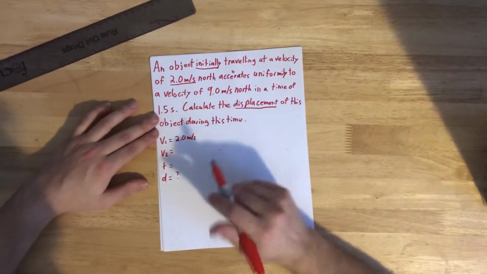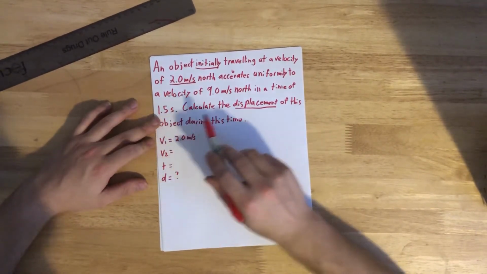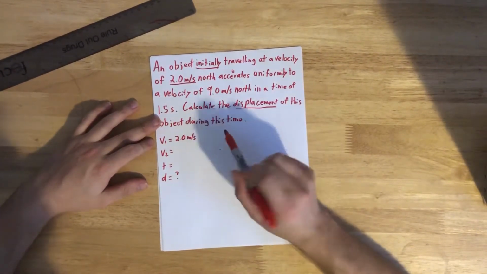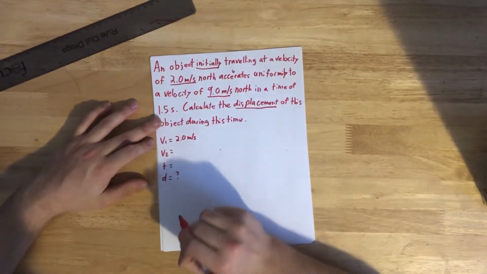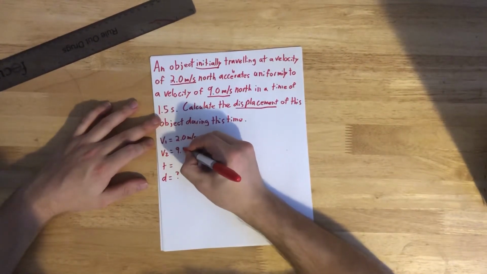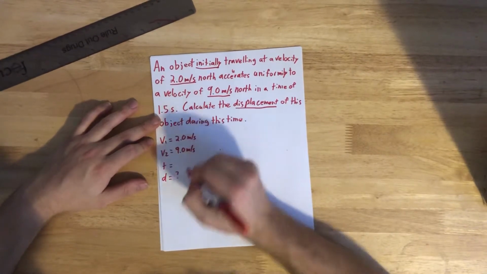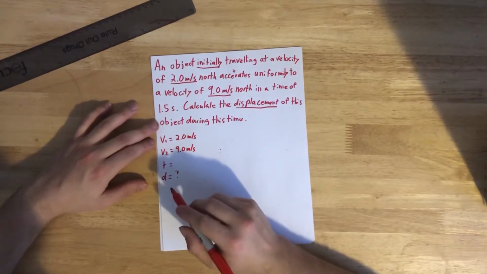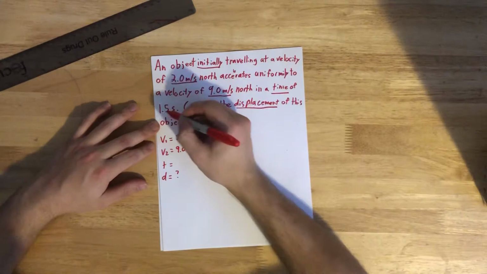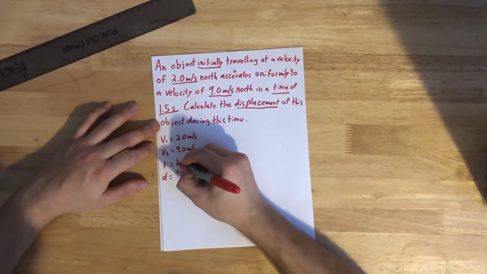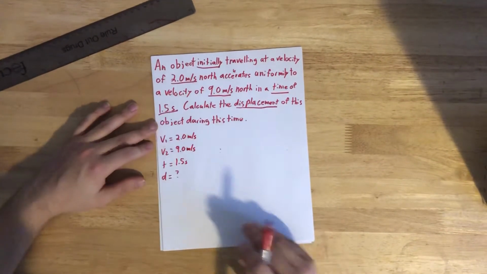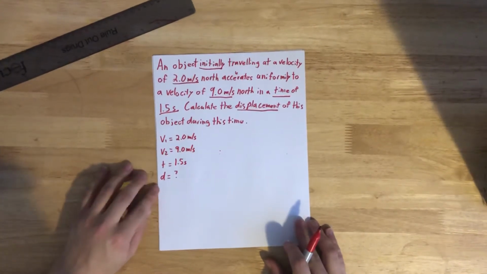It's literally straightforward. So then we've got uniformly to a velocity of 9 meters per second. So that's our v2. In a time of 1.5 seconds. So there's your time, 1.5 seconds. Now, we figured out what we have and what we're looking for.